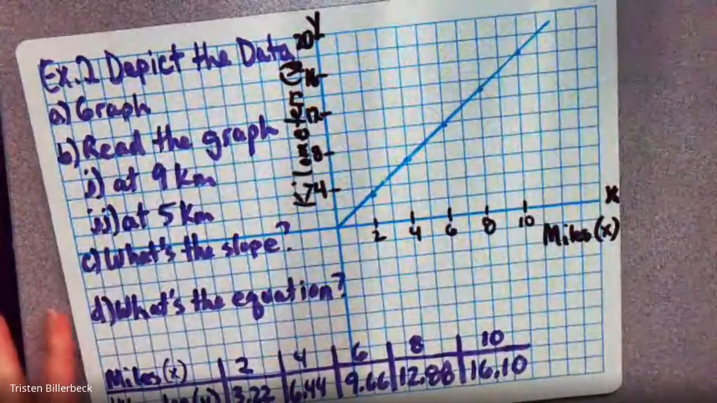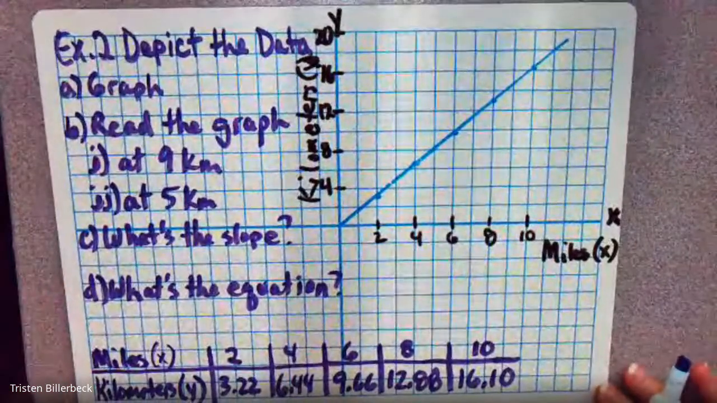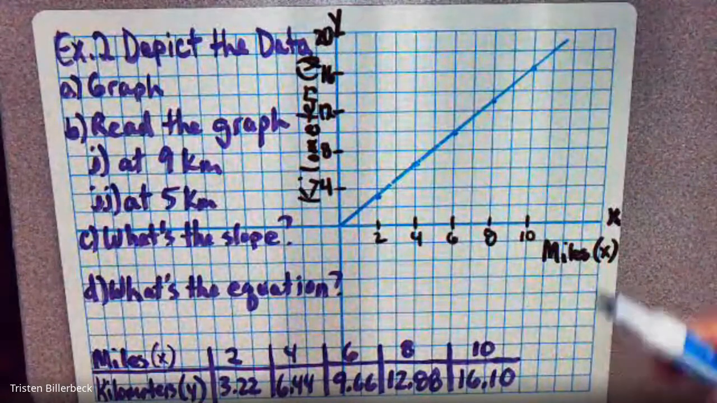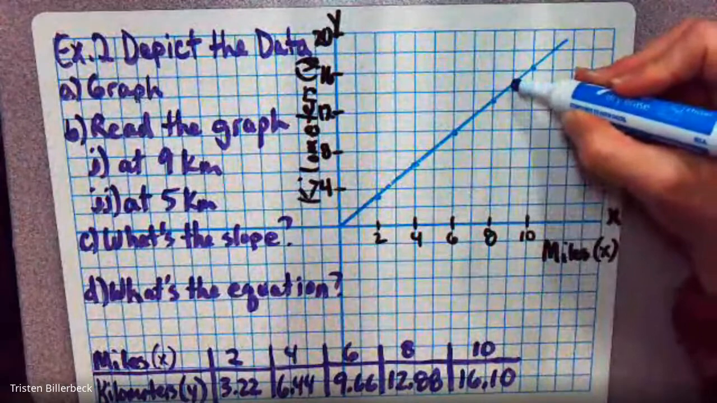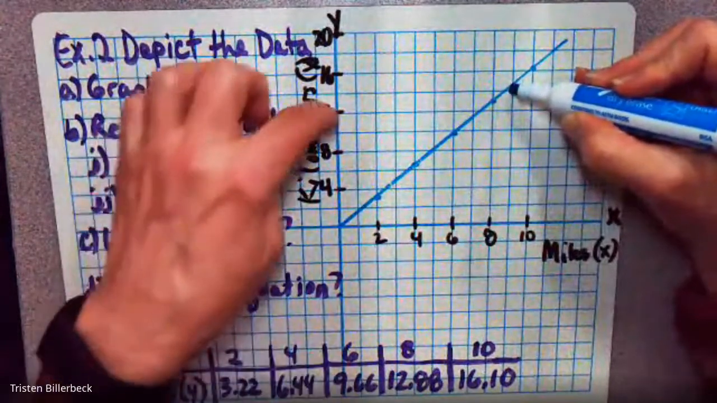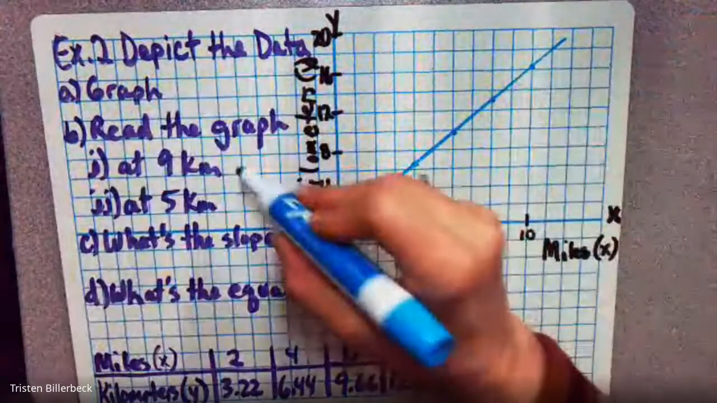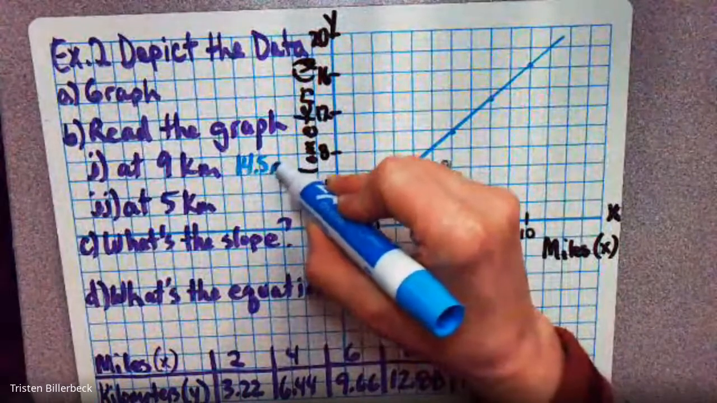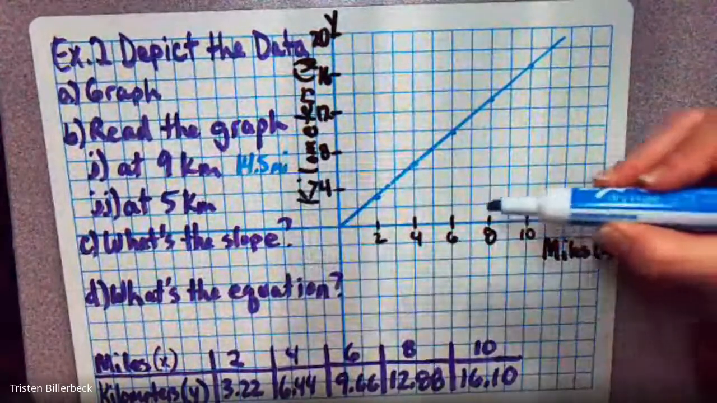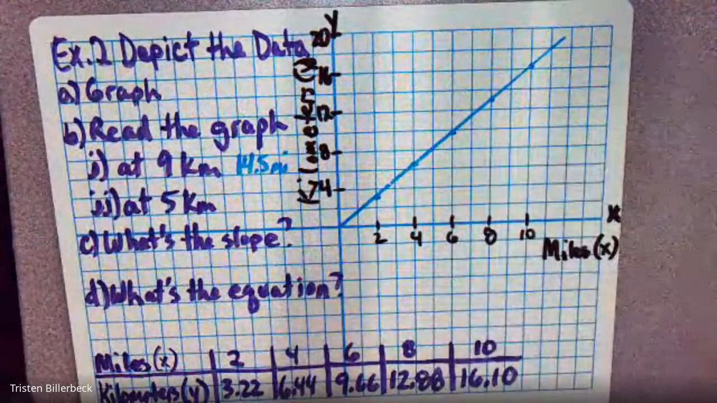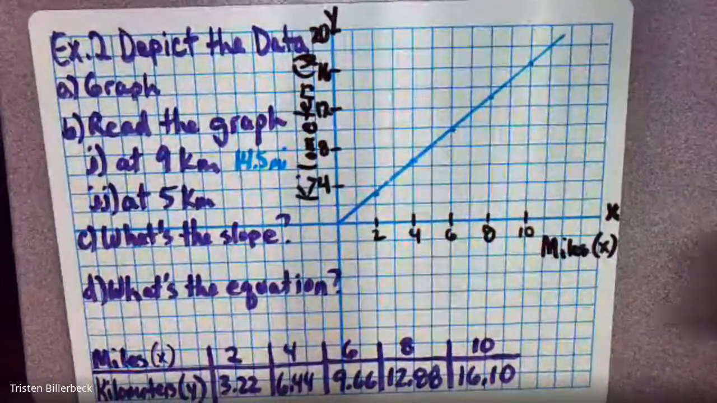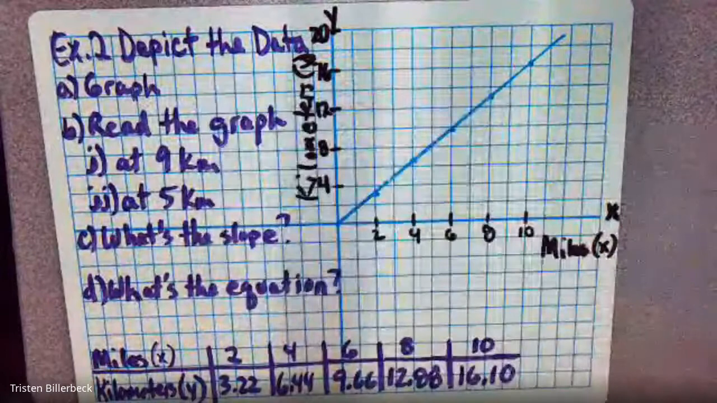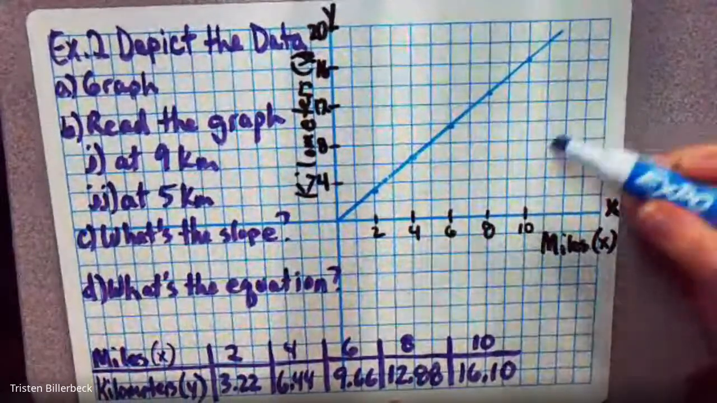Okay, so we have a line there. If we read the data, what is it at 9? So 9's right here, and 9 right there. Well, this is 14, about 14 1/2, and these are miles. Okay, 5 kilometers. Oops, sorry, I read it wrong. I read the miles and we're doing kilometers. I made a big mistake. Don't do that. This is miles.